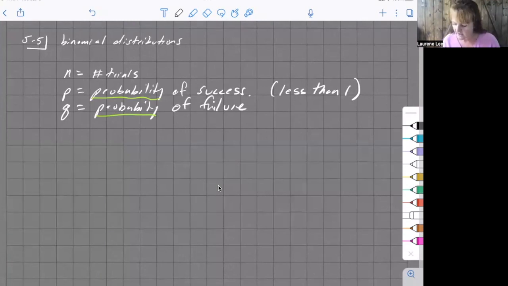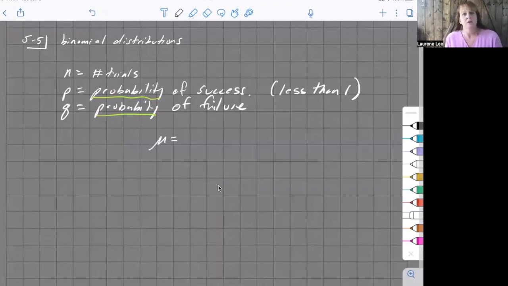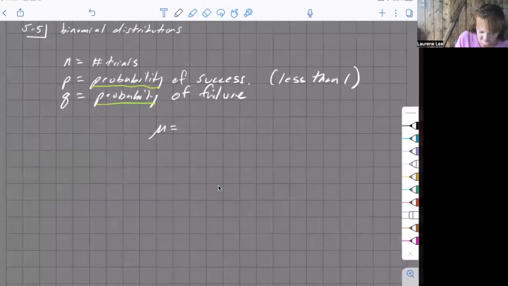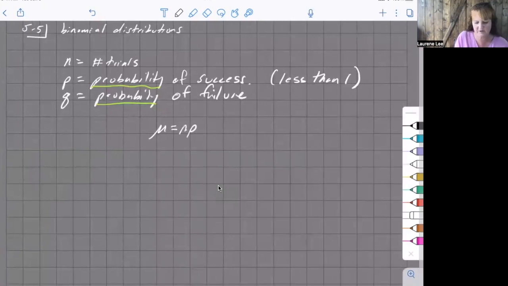All right. Now the mean of these distributions. In our normal distributions, in the beginning of this chapter, the problems would give you the mean and the standard deviation. They don't do that here. You have to calculate it. So the mean formula is N times P, so it's the number of trials or your sample size times the probability of success. And your standard deviation is going to be the square root of NPQ.